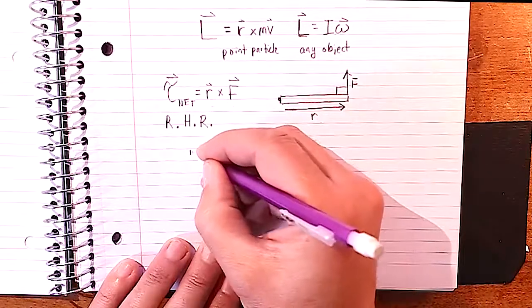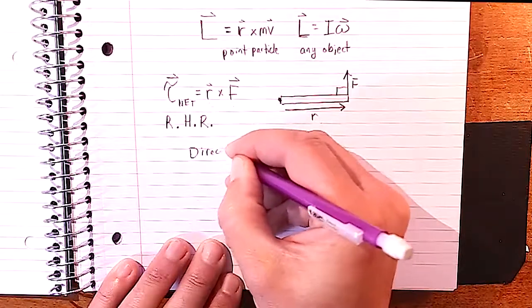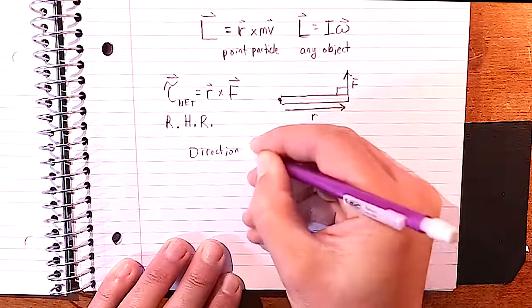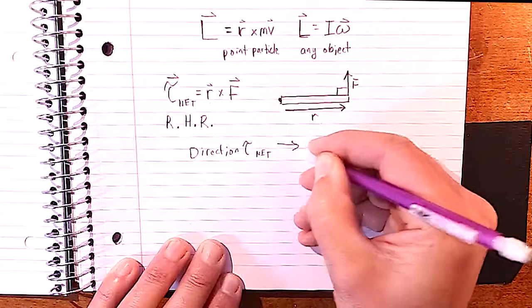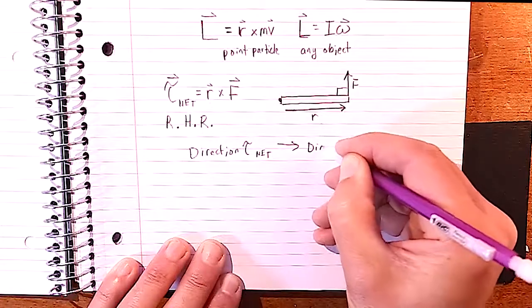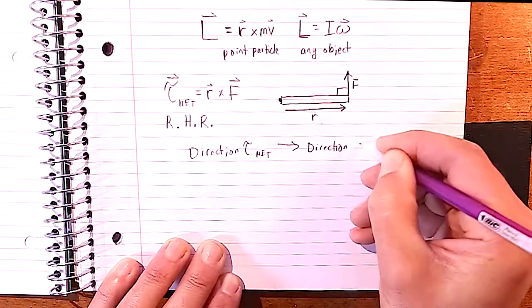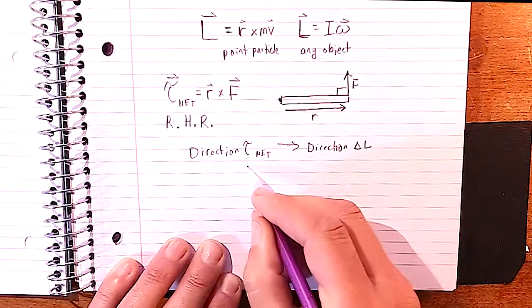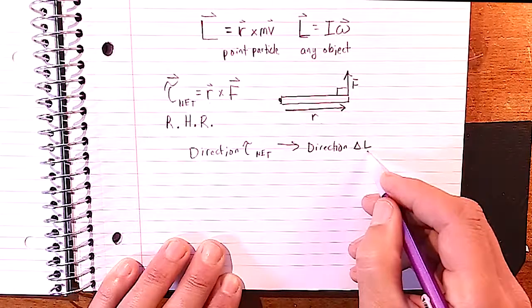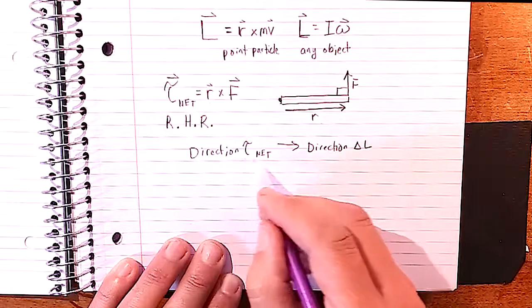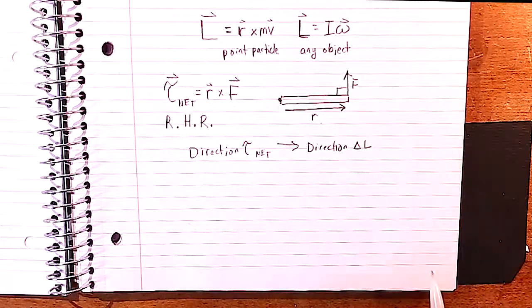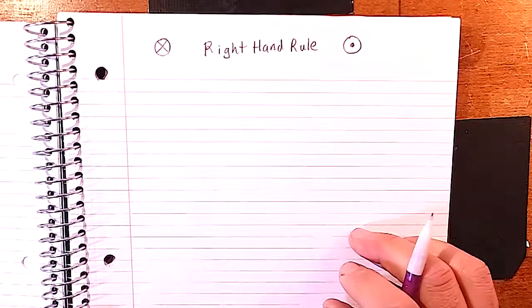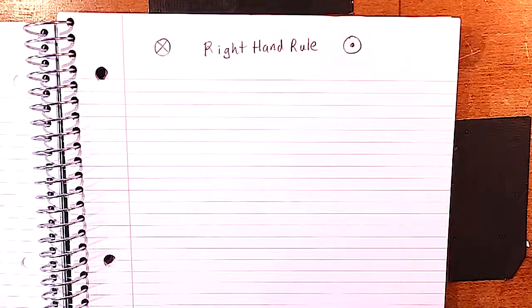So the other thing that you need to know is that the direction of the net torque gives rise to the direction of the change in angular momentum, because we said that a net torque gives rise to a change in angular momentum, and the direction of that net torque is also the same as the direction of the change in angular momentum. So we said that to determine the direction of the torque, we need to use the right-hand rule.